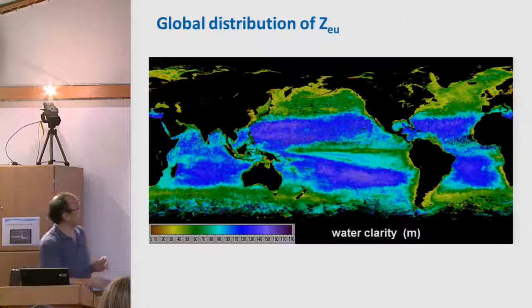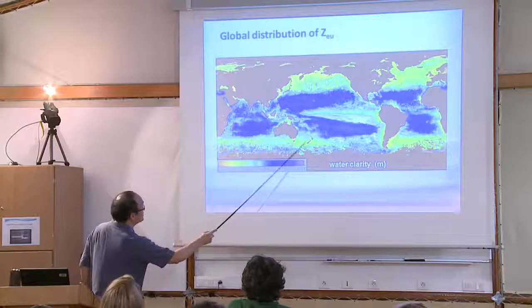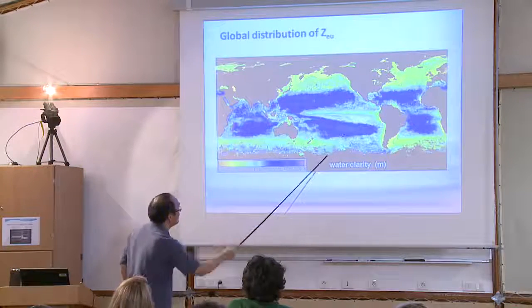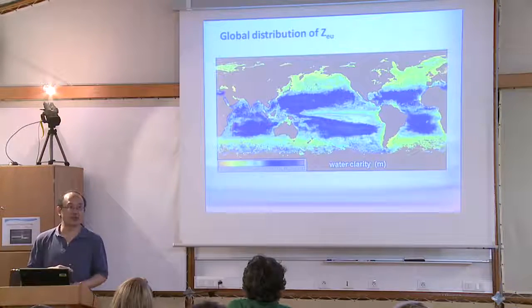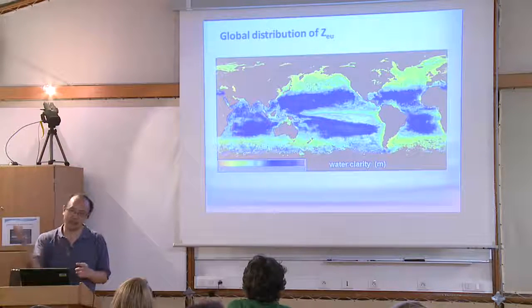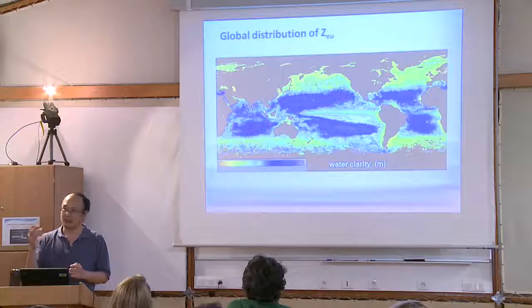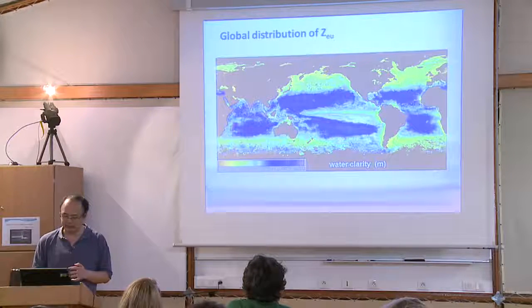So here is a global product from models. You can see this is the South Pacific gyre. It's all the way up to about 170 meters. That's what I think they measured in 2004 for the BIOSOPE cruise. So it really matched reality, from satellite estimations versus in situ measurements.